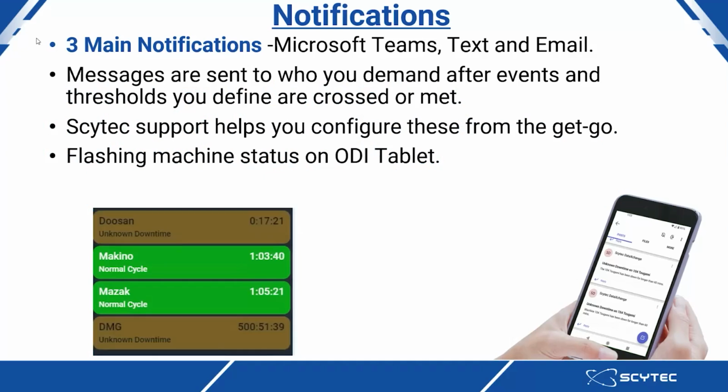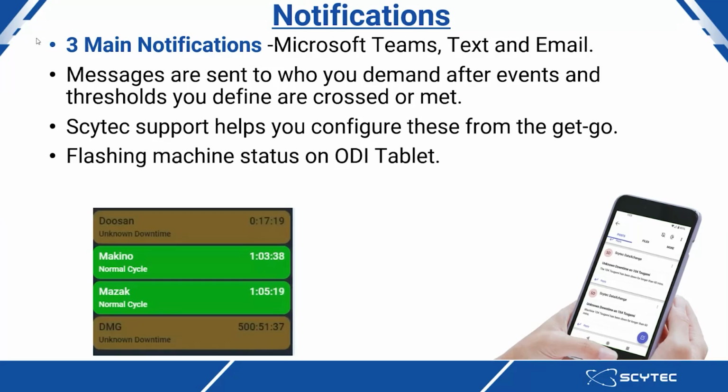Next up, we are going to be going over the feature sets inside of DataXchange that can help evolve your shop floor. First up, we are going to be discussing the notification features as well as messaging templates that then make up those notifications. There are 3 main notifications inside of Scytec DataXchange, and you can get alerted instantly about a threshold that has been crossed or something else that has been met that has been defined by yourself via Microsoft Teams, text messaging, and email. Messages are sent to who you demand after events and thresholds you define are crossed or have been met. And at Scytec, we help you set these up from the get-go.